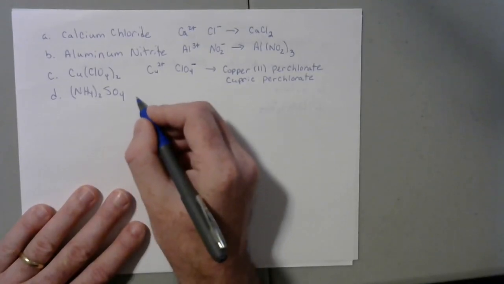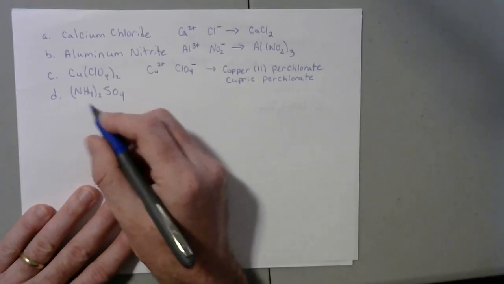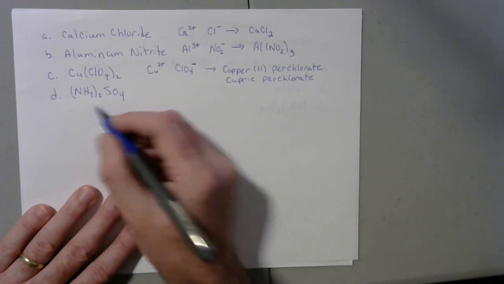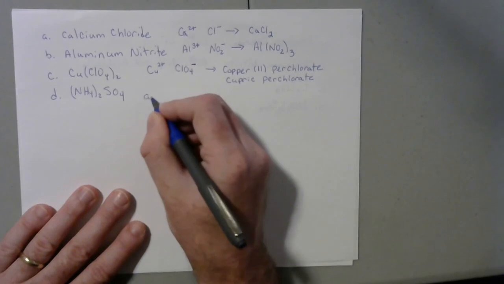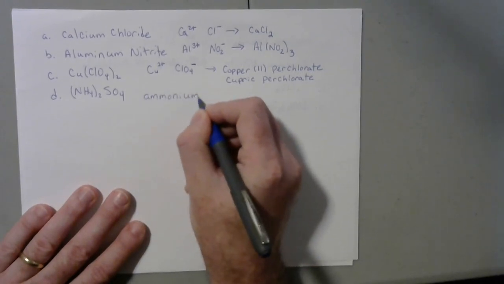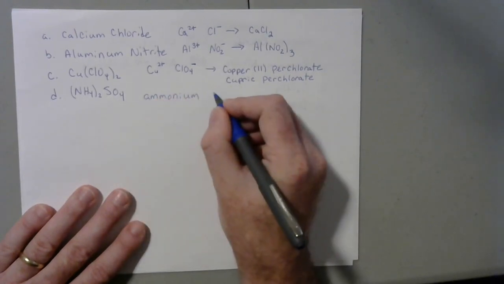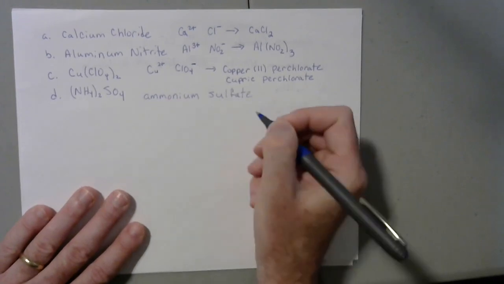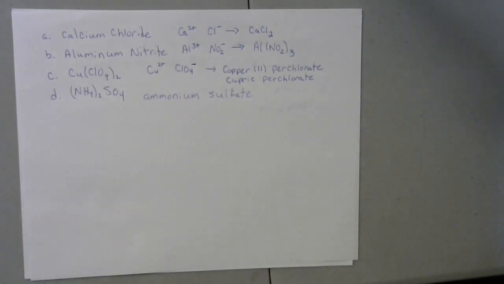Last but certainly not least, we got 2 polyatomic ions put together. So all we really have to do is name the polyatomic ions. NH4 is ammonium, so it's ammonium. SO4 is sulfate, so we're going to call that ammonium sulfate. And that would be the formula for that compound.